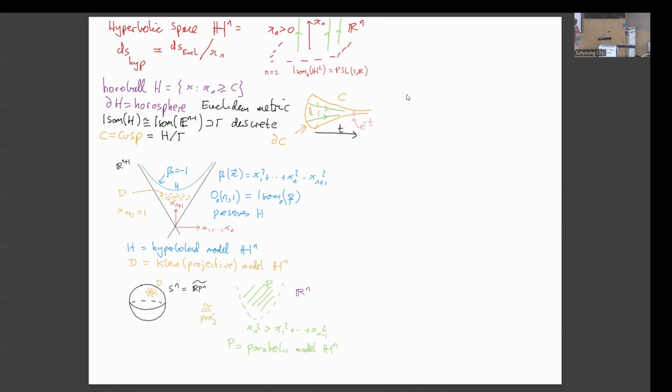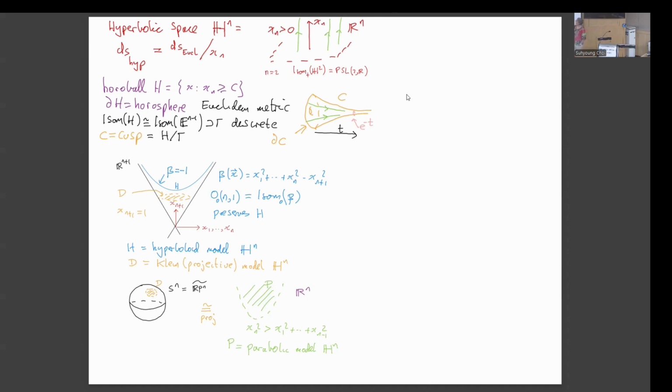And then on the horoball, x_n is constant. So the metric restricted to the horoball is actually a Euclidean metric, the induced Riemannian metric. The boundary of the horoball is called a horosphere. Slightly misleading because it's not a sphere, it's actually a plane. It's a sphere with a point removed.